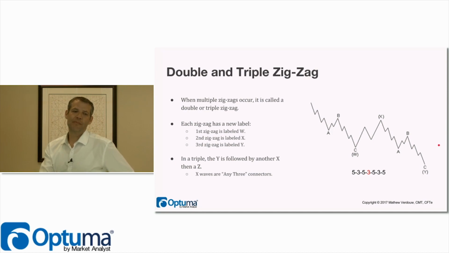The 3 in the middle is basically, we say it can be any 3. So it's any type of 3 pattern, be it a flat, be it a triangle, or be it a zigzag as it is in this case. So you can have anything joining the zigzags in between.